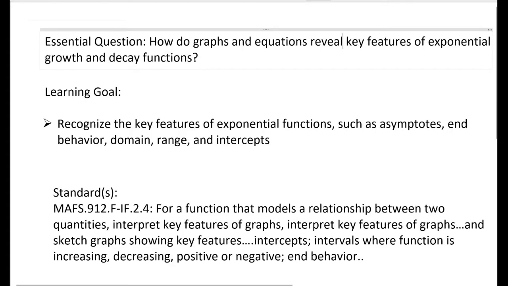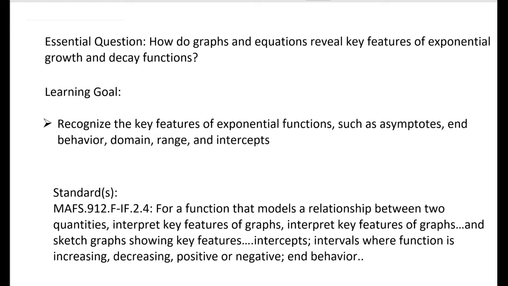Hello class, welcome to this lesson on 6.1. We're going to be talking about key features of exponential functions. So we're going to be starting a brand new unit talking about a brand new set of functions, the exponential function. So how do graphs and equations reveal key features of exponential growth and decay functions?